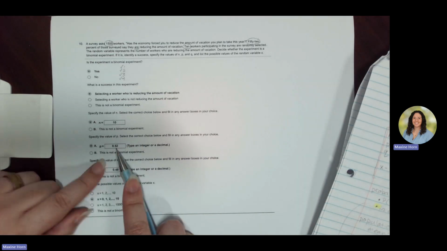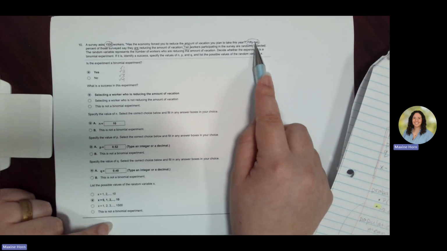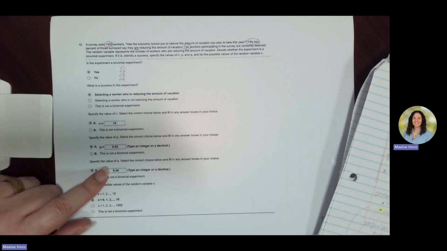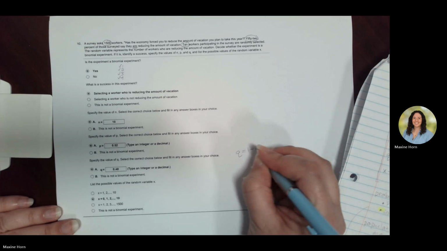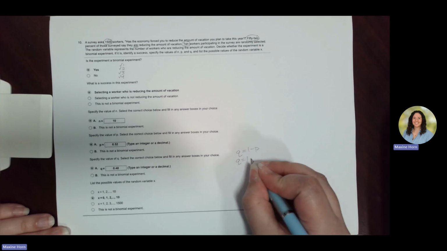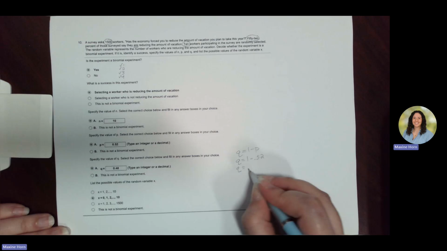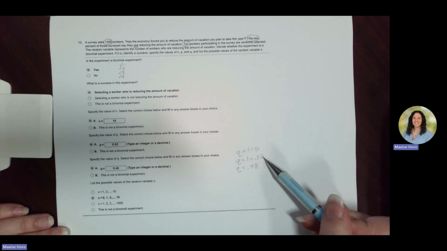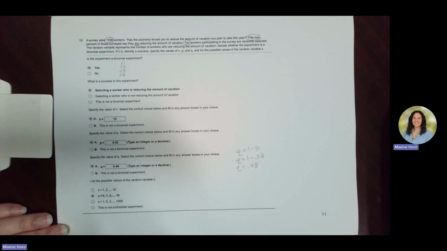The value of p, they told us the probability of a success is 0.52, or 52%. The value of q, hopefully you can do that in your sleep, is the complement of p. So the value of q is 1 minus 0.52, which is 0.48. If 52% say yes, then that means 48% said no. So that's how they're getting 0.48.